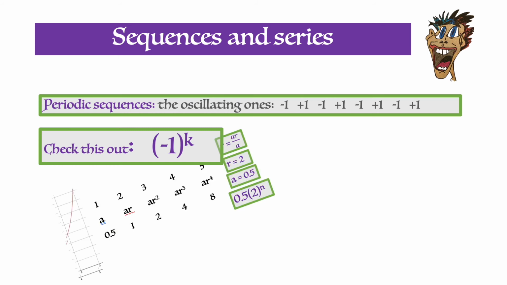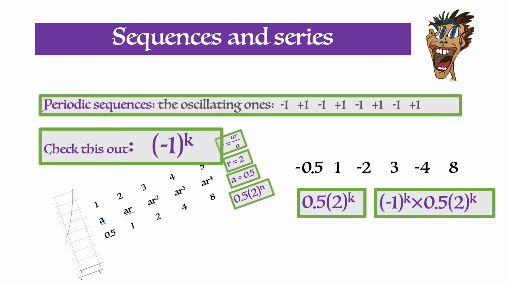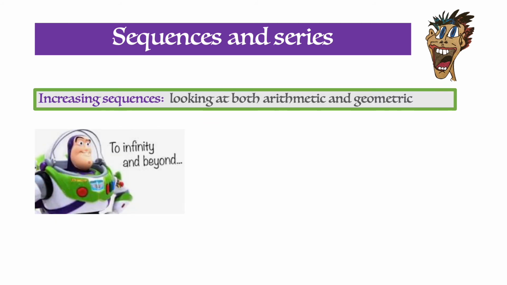Now let's take a previous example we had, that geometric series, and this time instead of 0.5, let's have minus 0.5, 1, minus 2, 4, minus 8. Now we know previously there was a formula that came out, but now we want it oscillating between minus and plus. We simply put in front of that minus 1 to the power of k, and that will switch the signs then. Pretty awesome.